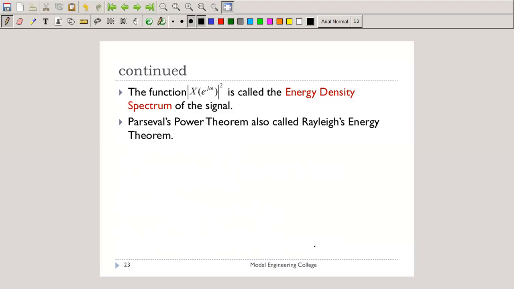And in this special case, the term modulus of X of e raised to j omega square is actually called the energy density spectrum of the signal. And Parseval's theorem is also called Rayleigh's energy theorem.